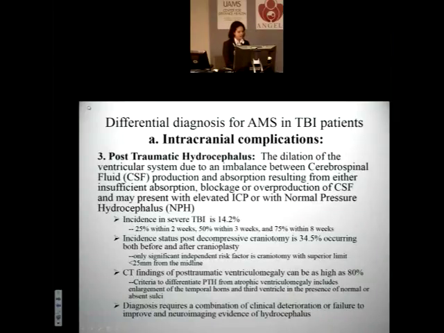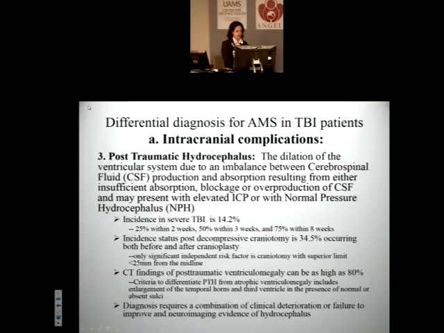Incidence of this in the severe TBI population is about 14%. 25% present with either normal or increased pressure hydrocephalus within the first 2 weeks, 50% at 3 weeks or greater, 75% within 8 weeks. So this is one of the complications that we're more likely to see at a later time.